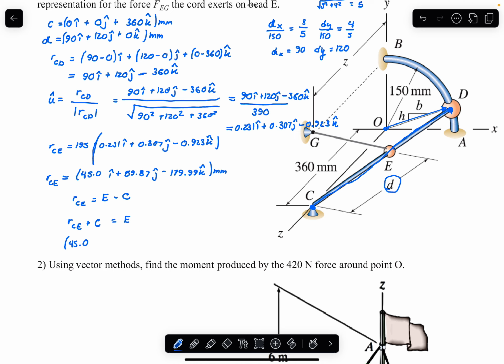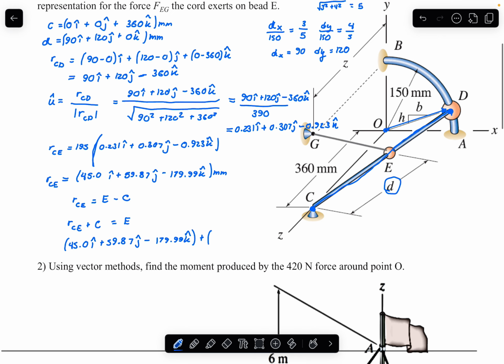45 i hat plus 59.87 j hat minus 179.99 k hat. Then you just add 0 i hat, 0 j hat, plus 360 k hat.